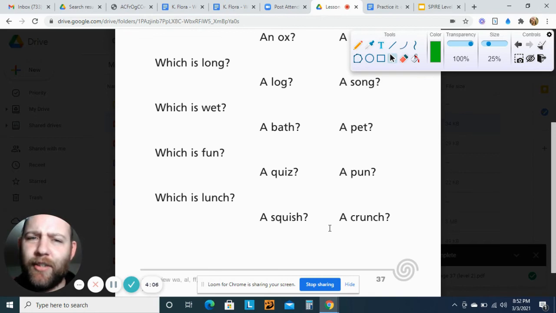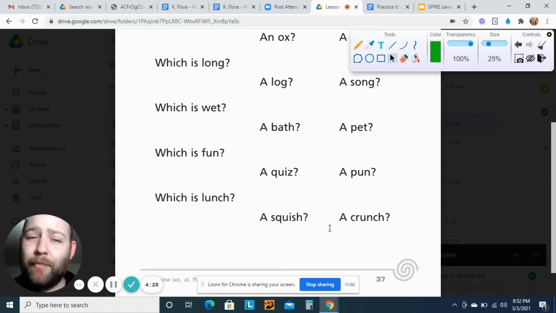Can you eat a squish or a crunch? You can't eat them, but there are noises that certain things make when they are squish and crunch. You eat them, right? So what are some things that might be squishy or crunchy that you might eat for lunch?